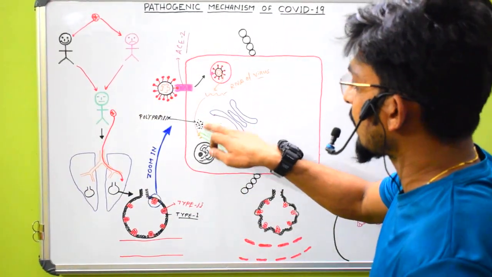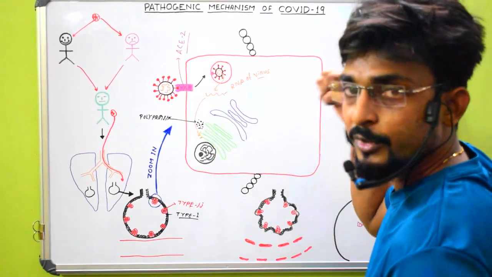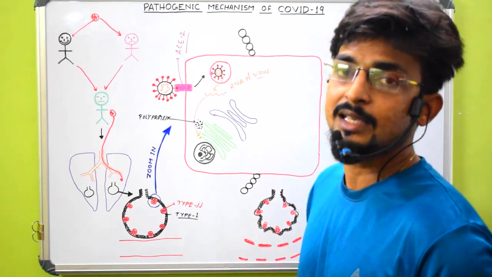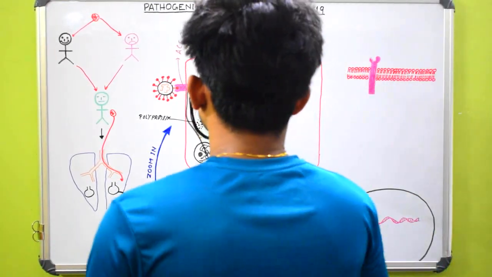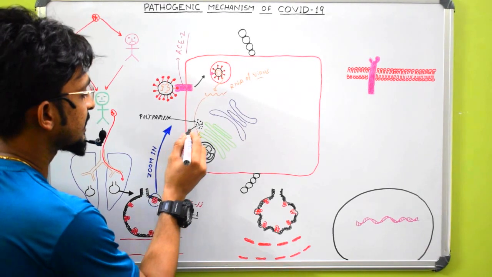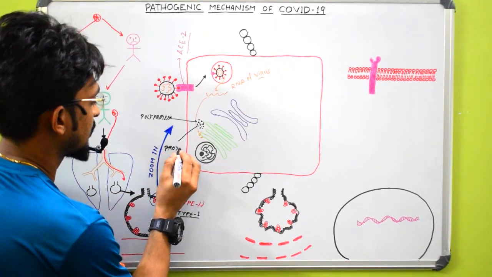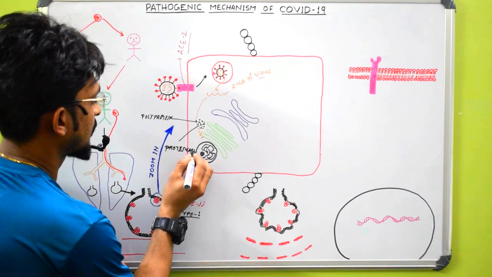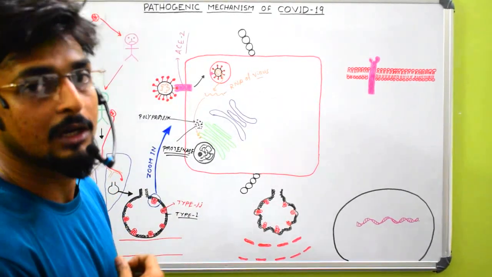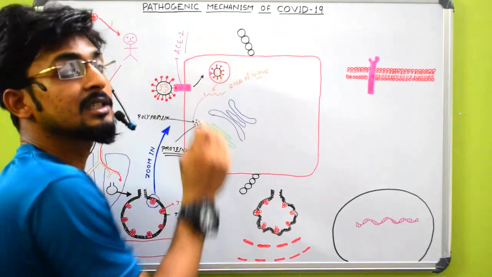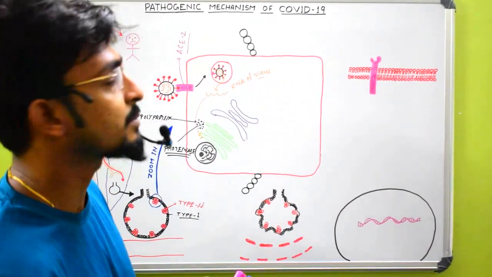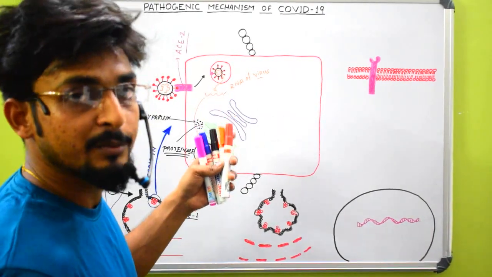Now, once the RNA is translated, the polyproteins are produced. Now these proteins will be trimmed with another enzyme known as the proteinase enzyme. This proteinase will trim these polyproteins into different functional proteins that will make different parts of its body, like the S protein, the N protein or nucleocapsid protein, then the membrane protein, like that.